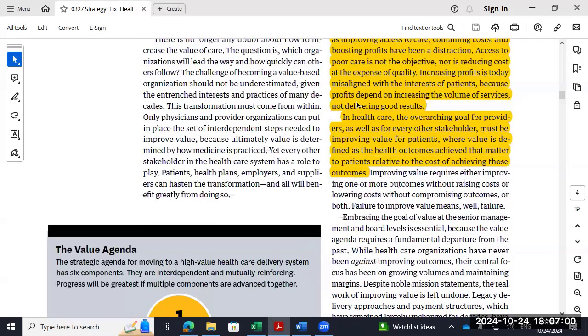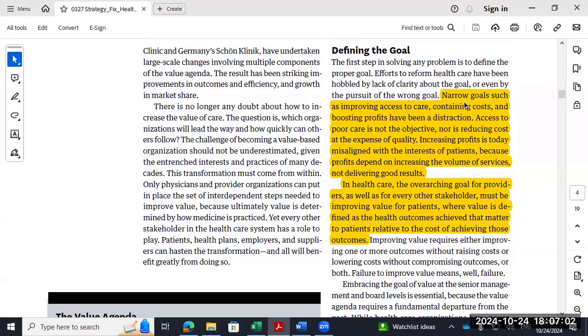And so some of these are highly related to each other. So moving away from, let's start at the top. Improving access to care, containing costs, and boosting profits have been a distraction. Access to poor care is not the objective. That's the complaint with the Affordable Care Act. If you don't do anything with the supply side, you just boost up the demand side. You're just pushing more people into a broken system. Nor reducing costs, if that hurts quality. Increasing profits is today misaligned with the interests of the patients because profits demand increasing volume, not better results.